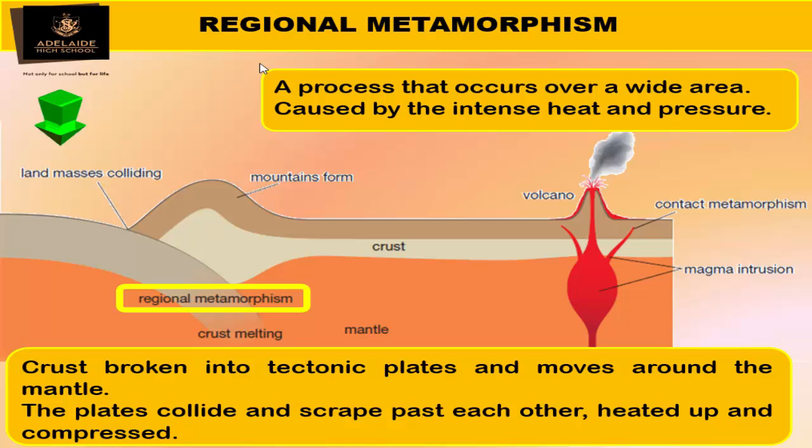You don't have to write down sentence by sentence. You just need to pick the important points. Caused by intense heat and pressure. You don't need to write this, because that's what happens in both contact and also regional metamorphism. So again, it is a repeated idea.